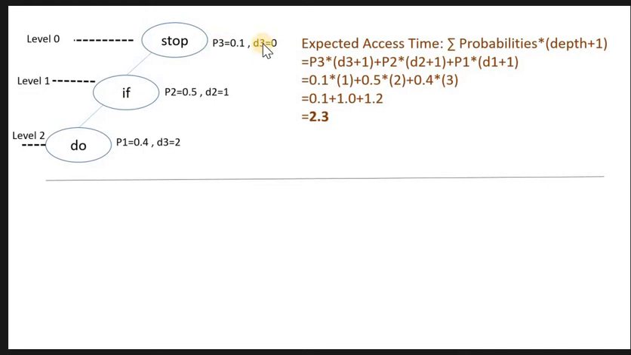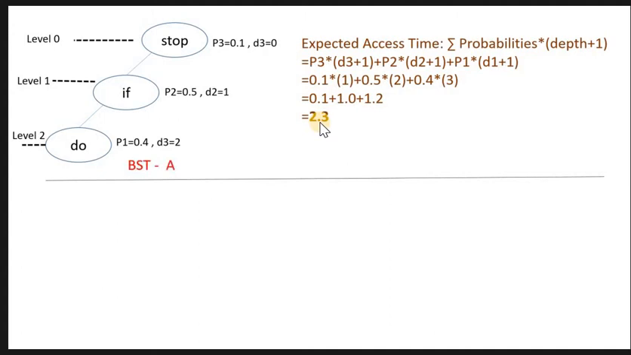P3 multiplied by its depth plus 1. So P3 into D3 plus 1, plus P2 into D2 plus 1, plus P1 into D1 plus 1. So it's a summation of the probabilities multiplied by the depth plus 1. After solving this, we'll get the answer as 2.3.